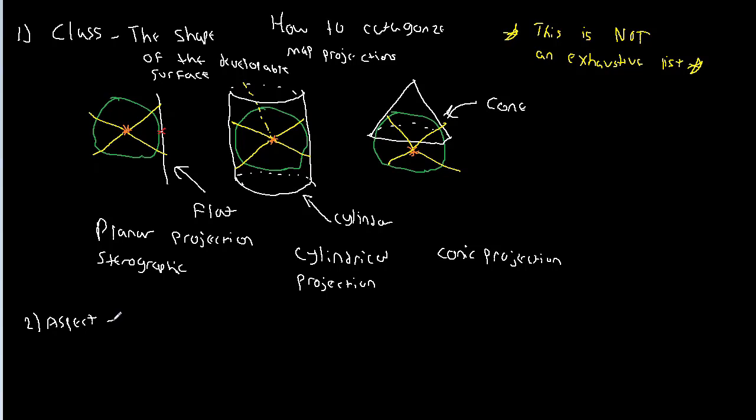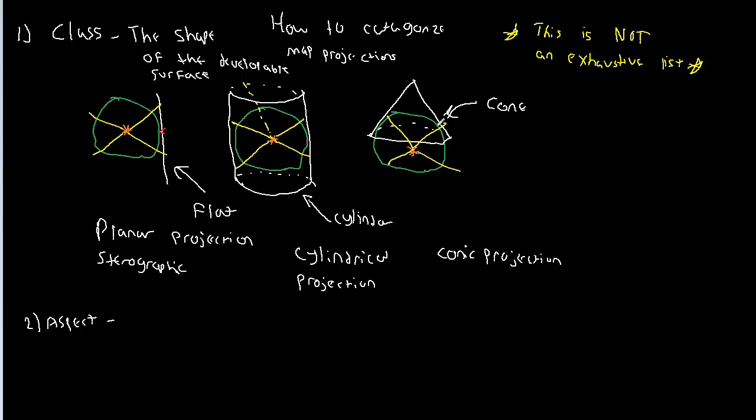So in the previous video, we mentioned that we could change the shape of the developable surface, and we went over the three most common: planar, cylindrical, and conic. And we said that the way that we shaped the developable surface was going to have a major impact on the result because of the relationship between the projection source, the reference globe, and the developable surface being changed depending on the shape that we made out of the developable surface.